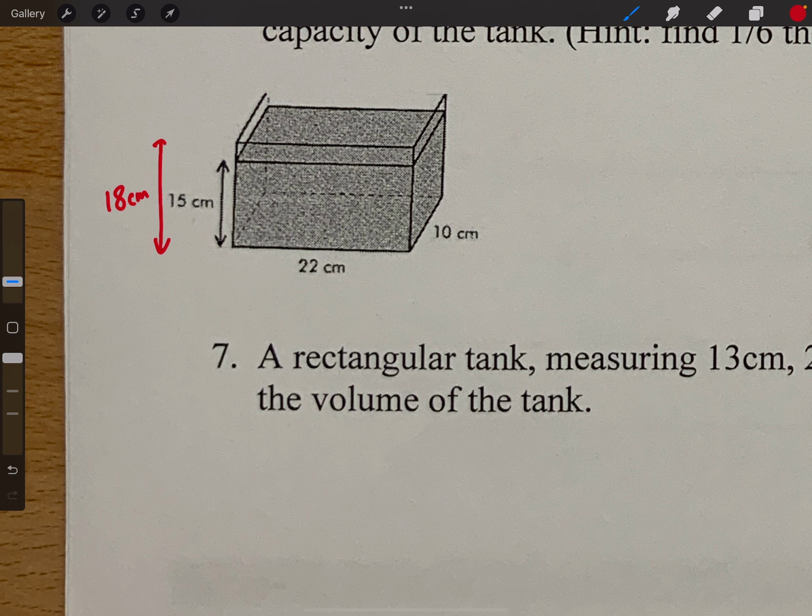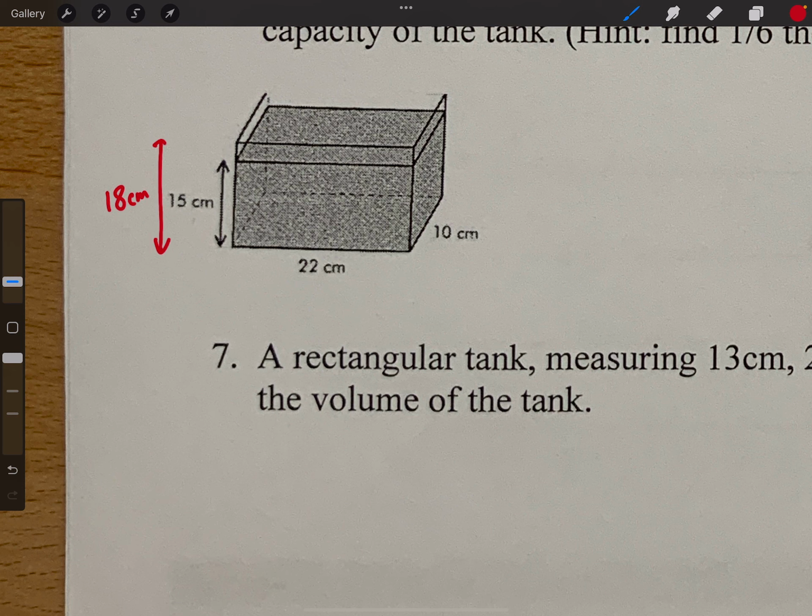Alright, so we know the height is 18, we know the length is 22, and the width is 10. So it says, find the capacity of the tank. So that means find how much water the tank can hold all together. So we have to find the volume of this tank when it's full. So there'll be 18 times 22 times 10, and this will give us a number in centimeters cube.